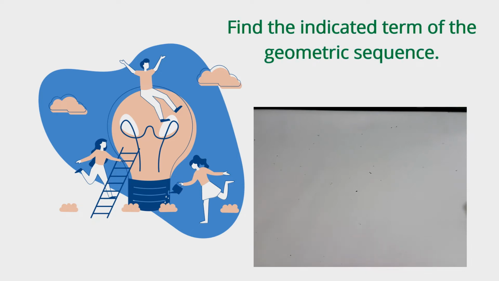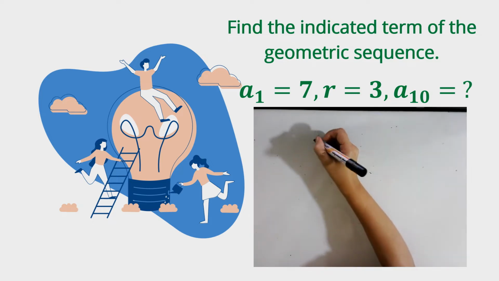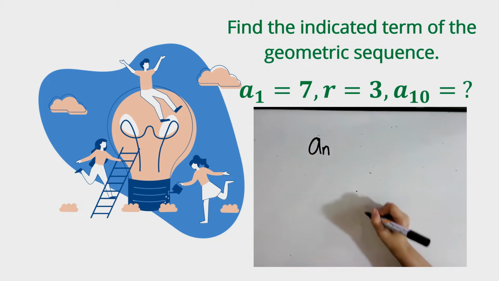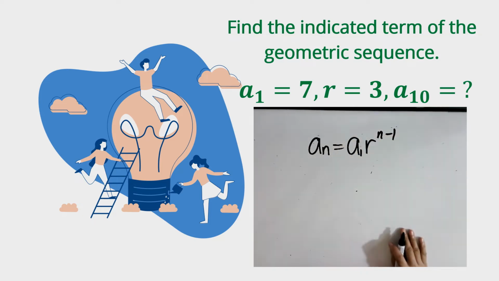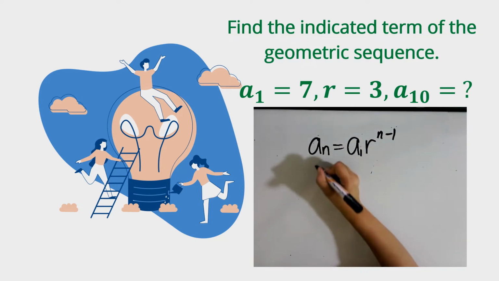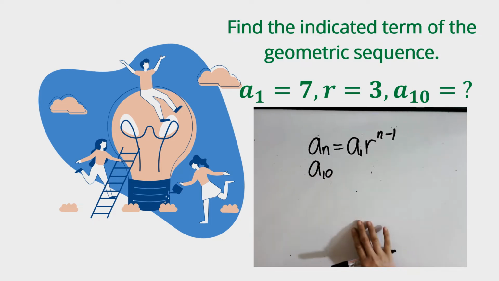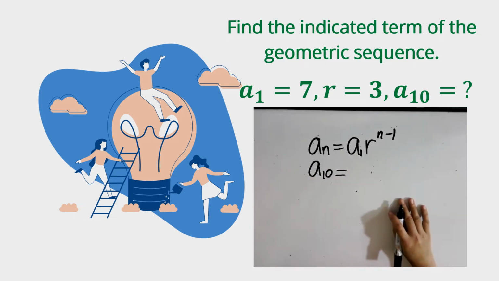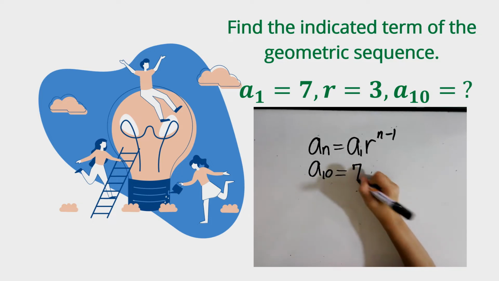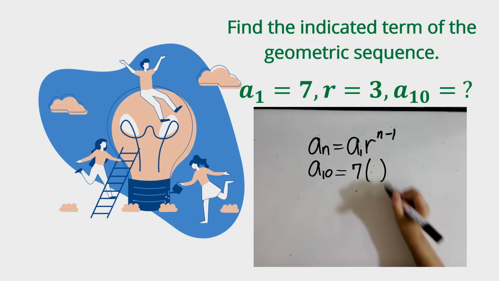Next, find the indicated term of the geometric sequence. So, given the first term is 7, the common ratio is 3, find the 10th term. So, again, the solution, let's start with the formula of the nth term. A sub n is equal to a sub 1 times r raised to n minus 1. So, we are looking for the 10th term, so a sub 10. Obviously, our n is 10. And then, let's substitute the values of a sub 1 and r. So, our a sub 1 is 7. And then, the common ratio is 3.